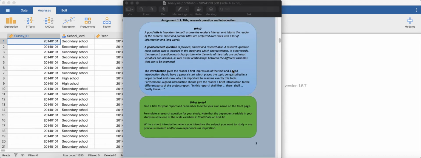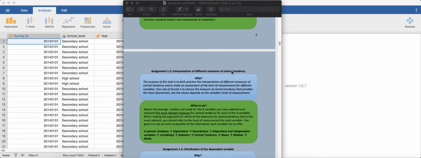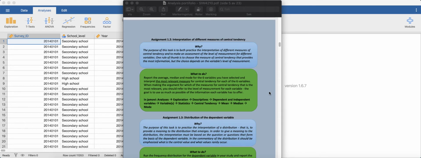So that's 1.1. Let's move on to 1.2. And 1.2 is interpretation of different measures of central tendency. Again, the purpose of this task is to both practice the interpretation of different measures of central tendency and to make assessments of the level of measurement for different variables. One rule of thumb is to choose the measure of central tendency that provides the most information, but the choice depends on the variable's level of measurement.